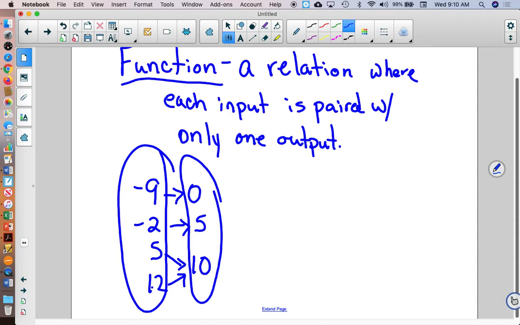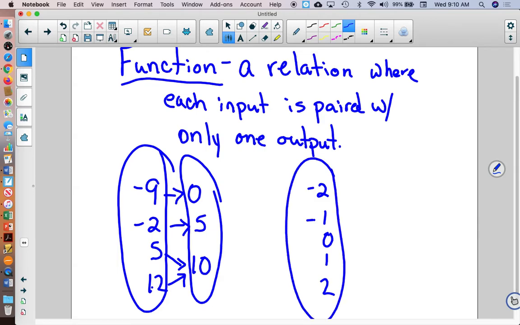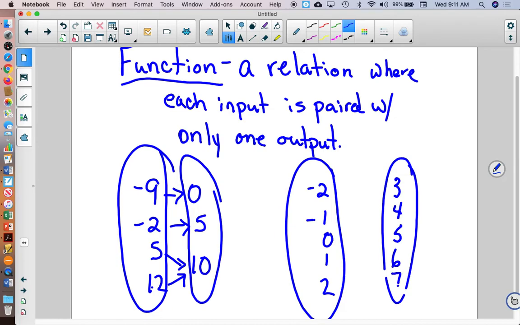Okay, well let's look at this. Here's another sample. What if I give you -2, -1, 0, 1, 2. Over here is my input, and over here is my output, and I have 3, 4, 5, 6, 7. This is its output. So this one's a function. Look at the second one. Is the second one a function?